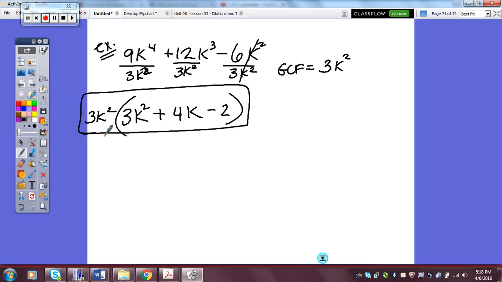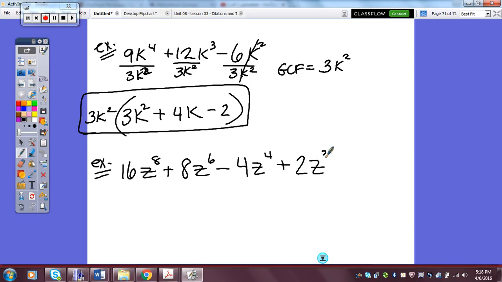Now, try this one. 16z to the 8th power plus 8z to the 6th power minus 4z to the 4th power plus 2z to the 3rd power. So go ahead and pause this video and then factor this on your own and then we'll go over it together.